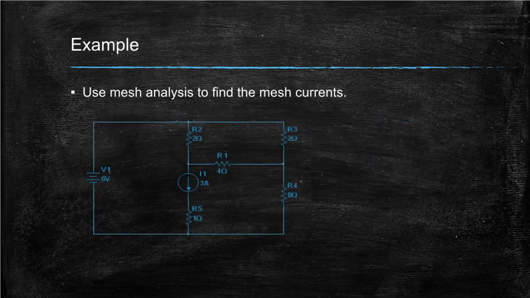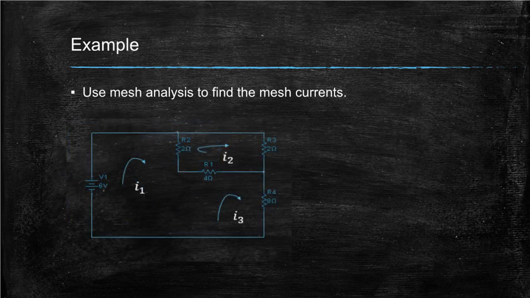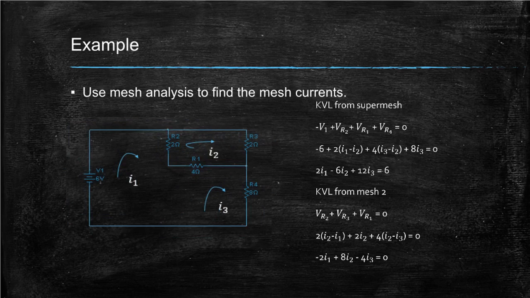In this example, use mesh analysis to find the mesh currents. To start, label the mesh currents. We should now continue to analyze the circuit. A current source exists between mesh 1 and 3. The current source is removed along with the rest of the elements connected in series to it. The three meshes in the circuit turn into a super mesh and a single mesh. Find the KVL. Now we have found the KVL equations.